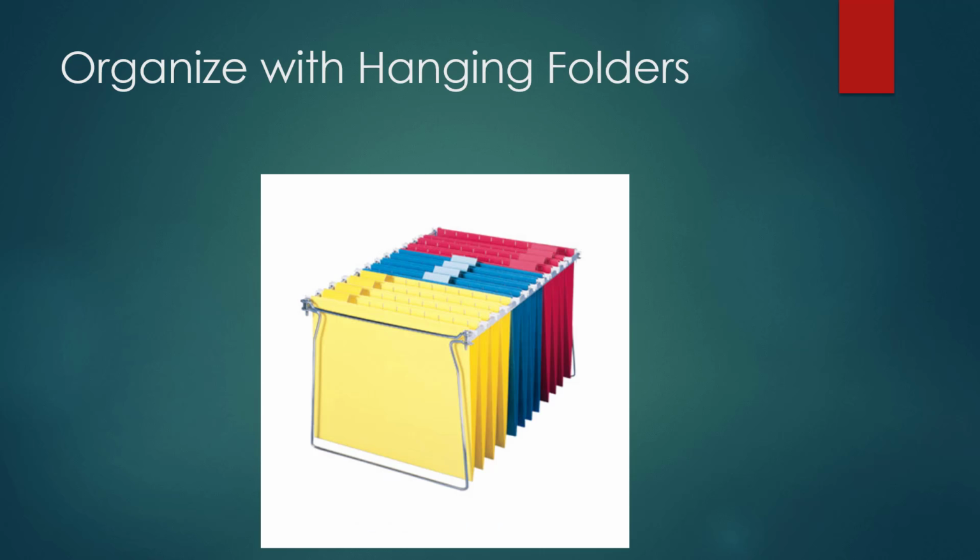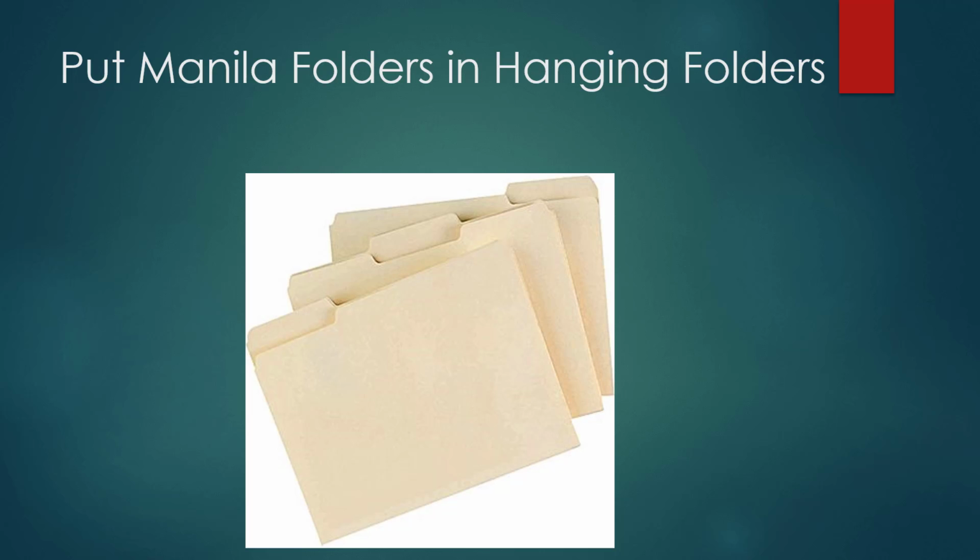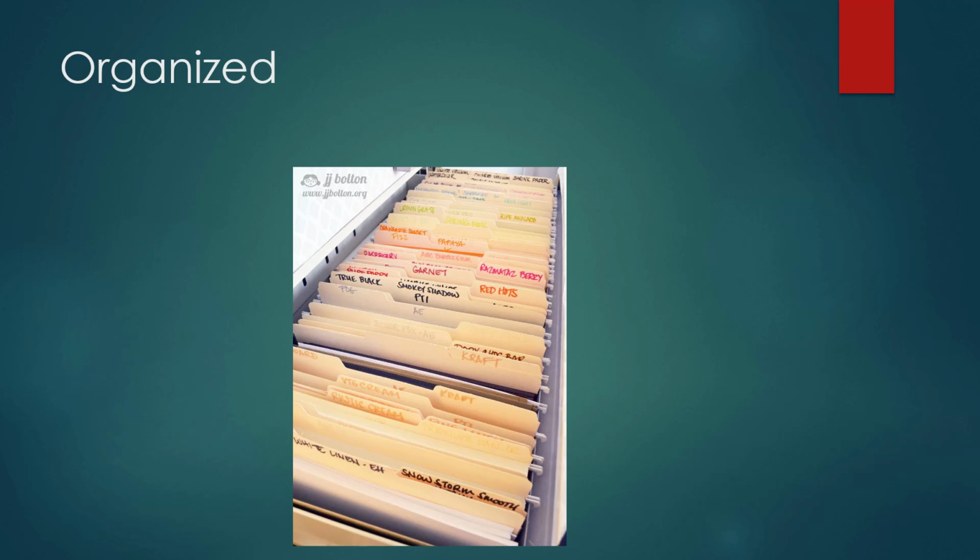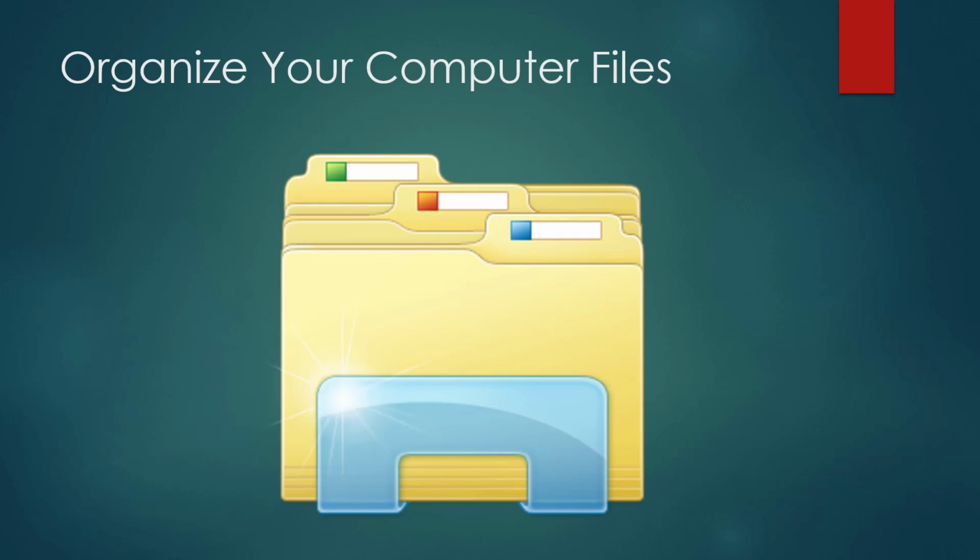File cabinets, and inside of each drawer are hanging folders. Inside the hanging folders, you put manila folders inside of them. And then inside of the manila folders are pieces of paper, articles, documents, and so on. And then you can have manila folders within manila folders, or subfolders and subfolders. In an organized drawer, it would look something like this. So you can organize your computer files the same way.